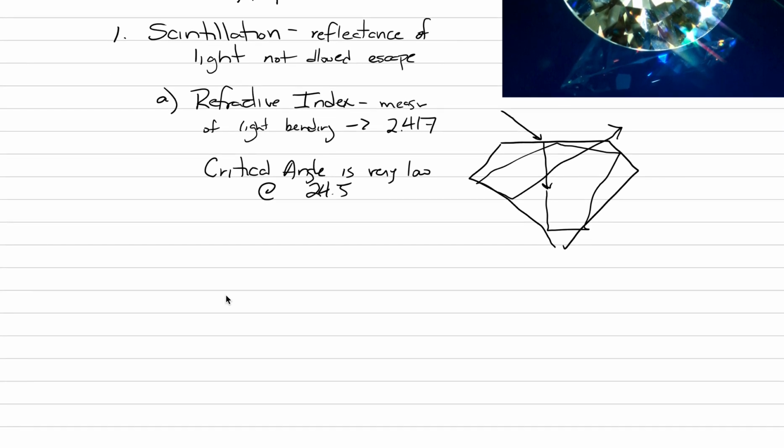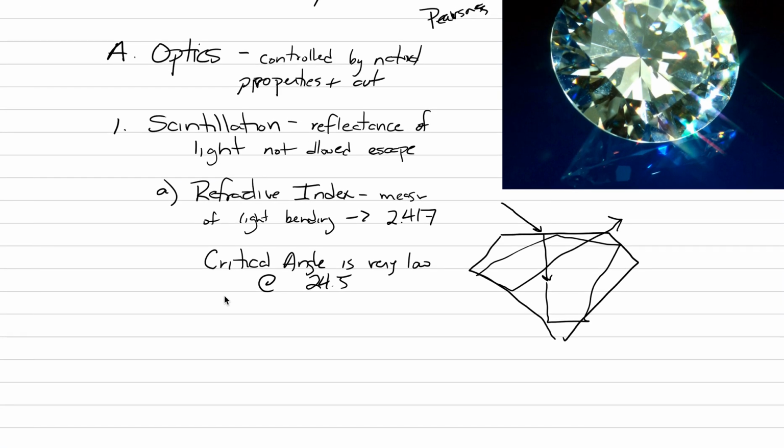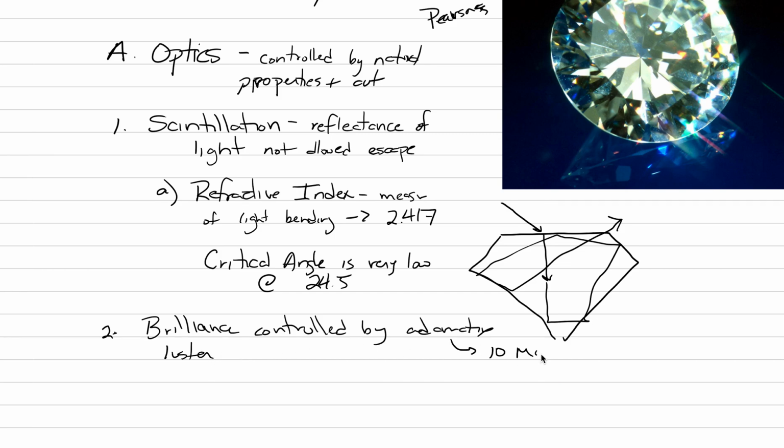Now let's move to brilliance. This is kind of how shiny the stone looks, and this is controlled by the luster. So brilliance is controlled by adamantine, which is the highest level of luster. Really, the adamantine luster also itself is controlled by 10 on the Mohs hardness scale. When something is very hard, it can take a polish very well. The more polished it is, the more the light is going to reflect, even when it should enter the stone.